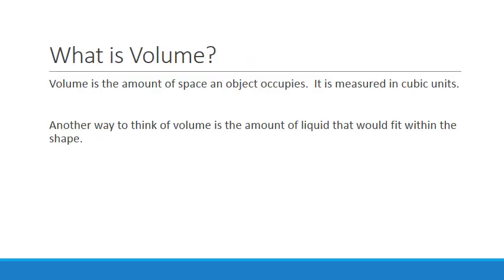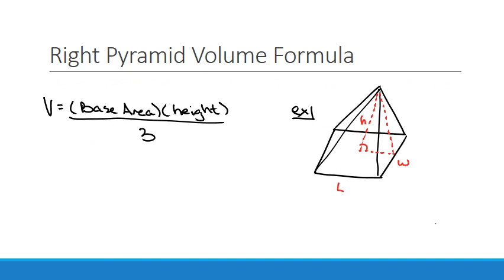Let's review what volume is. Volume is the amount of space an object occupies. It's measured in cubic units. Another way to think of volume is the amount of liquid that would fit within the shape. We're going to look at two shapes today, the right pyramid and the right cone.